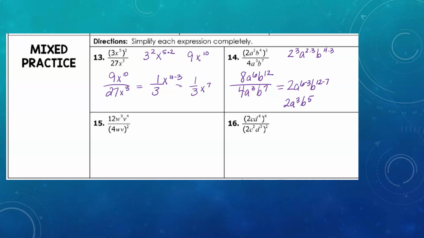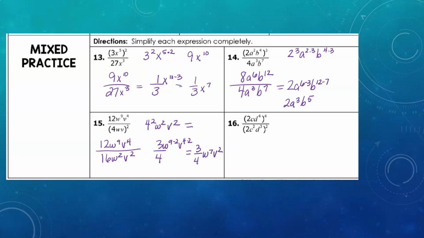So 15, let's simplify the denominator first. I have 4 squared, w squared, b squared. So I have 12w to the 9th, b to the 4th, over 16 w squared, b squared, which will give me 3/4 w to the 9 minus 2, b to the 4 minus 2, which will give me 3/4 w to the 7th, b squared.